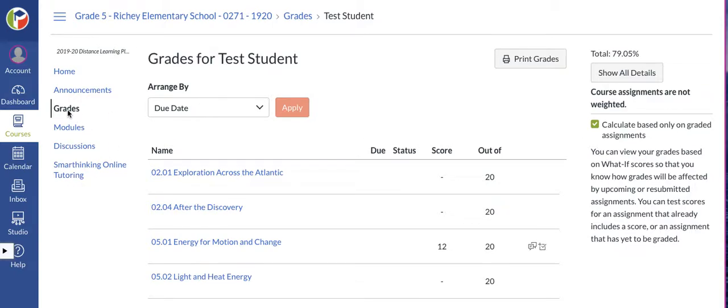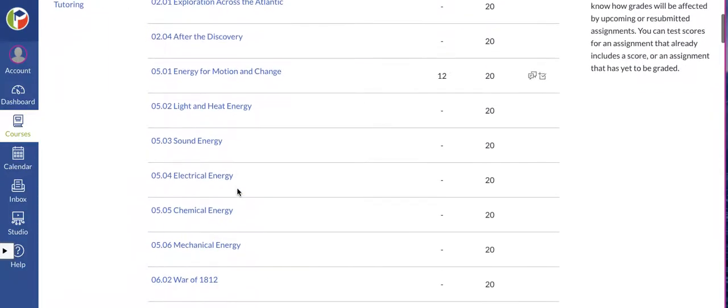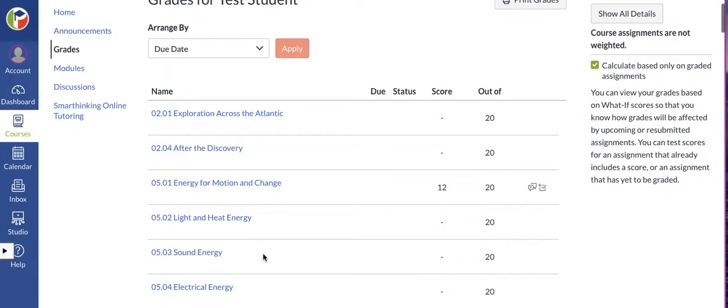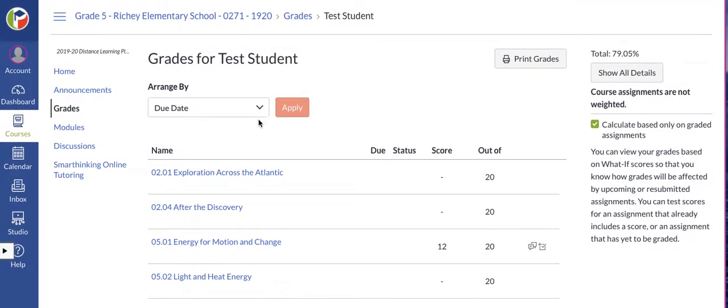So I've already clicked on the grades button, and it takes me to this sheet where all of the assignments for the whole year are posted and your grades are there. Now, right now, it's showing me by due date. The first thing you're going to do is click on that arrow, and I want you to arrange it by module. When you do that, it's going to put all of your assignments in order of when you did them. So it's going to take just a minute to pop up.